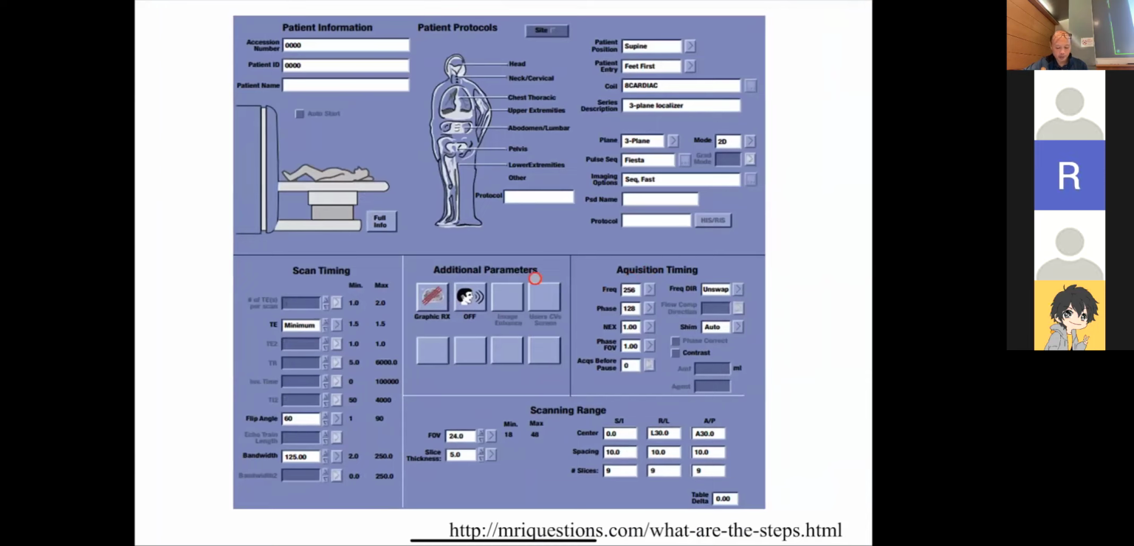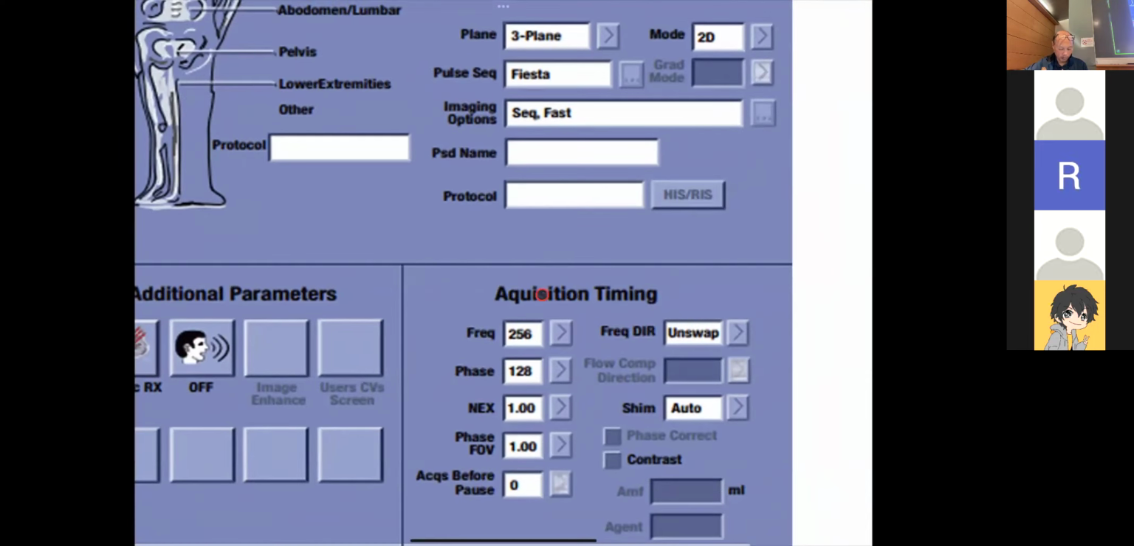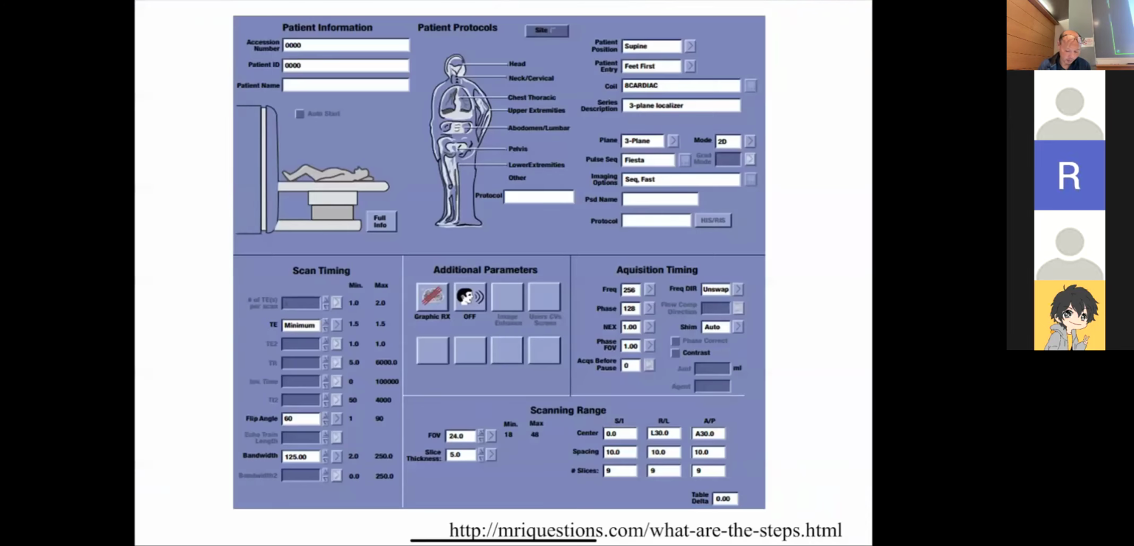They're not giving you resolution here, but they're giving you 256 by 128, frequency and phase. They're also saying the phase field of view is 1. So the way I would translate these parameters is I know the field of view of X is 24. The resolution in this case is just the field of view of X divided by the matrix size. Frequency, or readout, is the X direction, so this is divided by 256. That's how it would get translated.